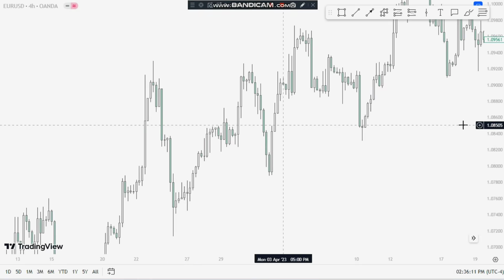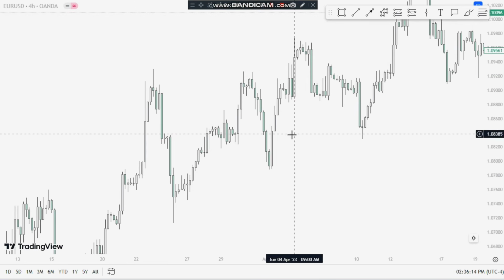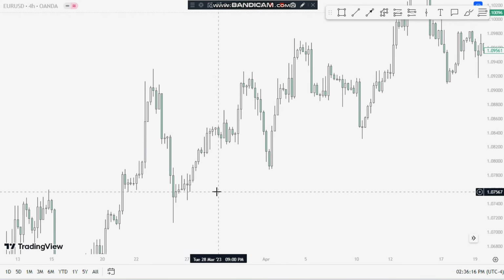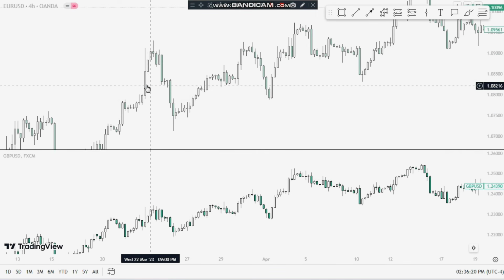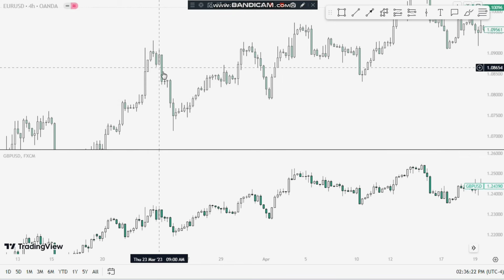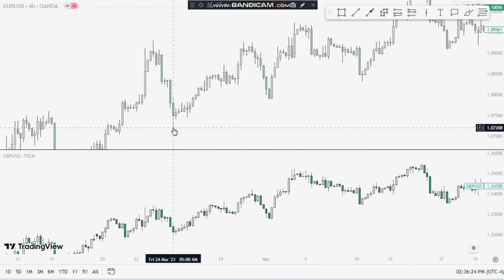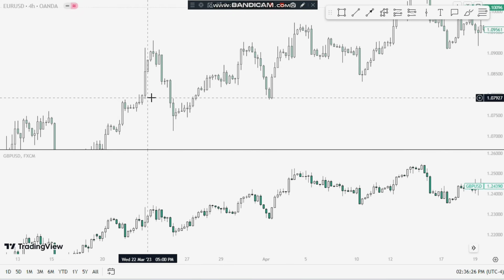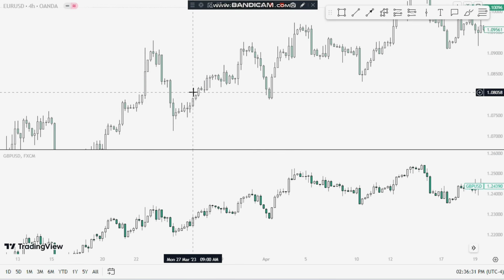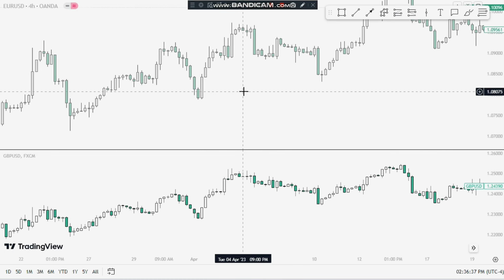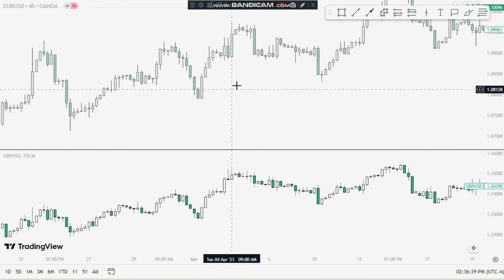Okay, now again, this is euro, its correlated pair is the GBP. Now you can see that this is a fair value gap. Okay, and it came down. Okay, and it didn't pump from here, so turns out that it's not a valid fair value gap. Now I will show you an example of the valid fair value gap, so that way you will understand, okay, which one is valid and which one isn't.